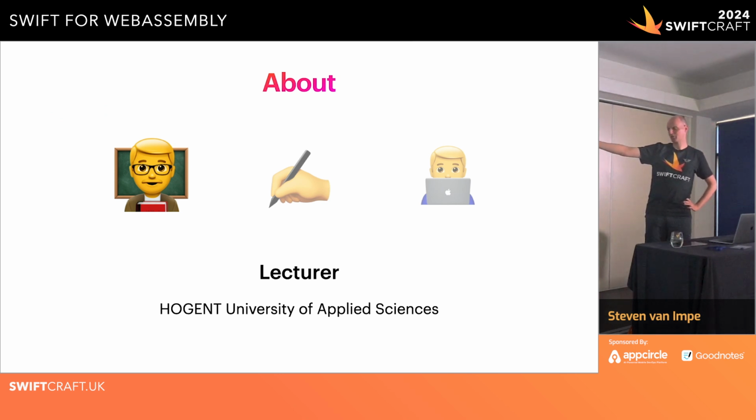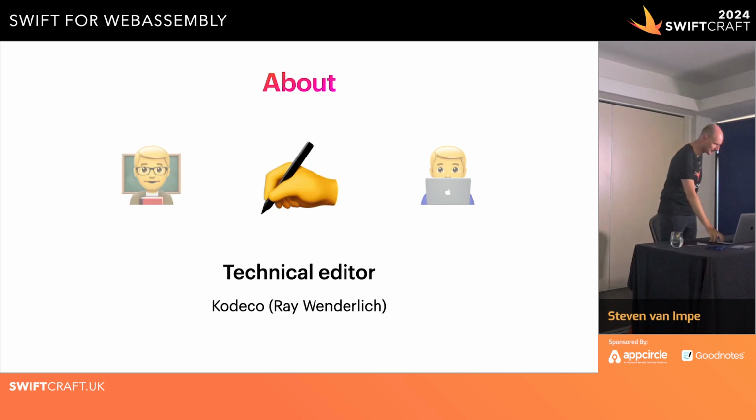My day job is I'm a lecturer at HOGENT, University of Applied Sciences. That's their official name in Belgium. Two of my students are also here today. They're just running around as volunteers, so you may see them in the green t-shirts.